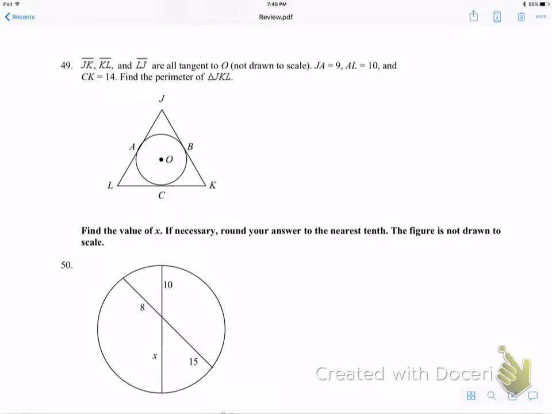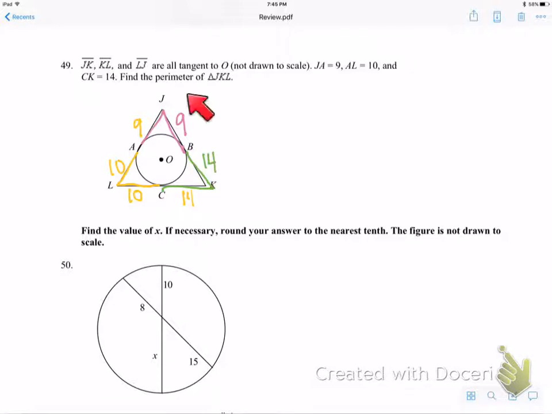In the next one, it tells us that all of these segments here are tangent to circle O. And it says that JA is 9 units long, and AL is 10, and CK is 14. Well, this is what I call the party hat rule. Every hat that's formed here, even if it's looking kind of strange, is going to have the same length on each side. So if one side's 10, the other side's 10. If one side's 9, the other side is 9. If one side is 14, the other side is 14.